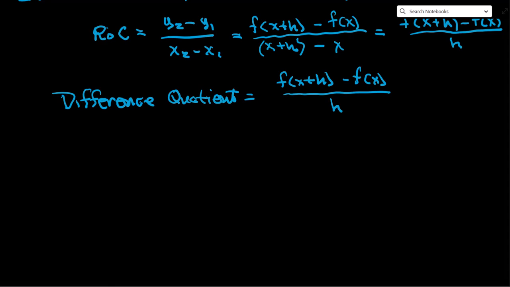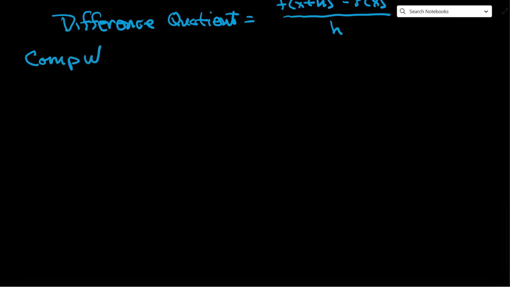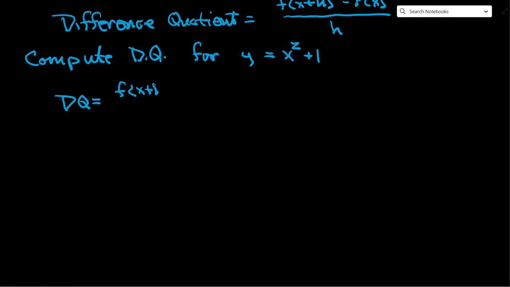Okay, so let's start out with something fairly straightforward. Let's say we want to compute the difference quotient, and I'm going to abbreviate difference quotient as dq, for y equals x squared plus 1. Continuing to work with that same function that we looked at a little bit earlier. Well, recall that the difference quotient is going to be f at x plus h minus f of x all over h.